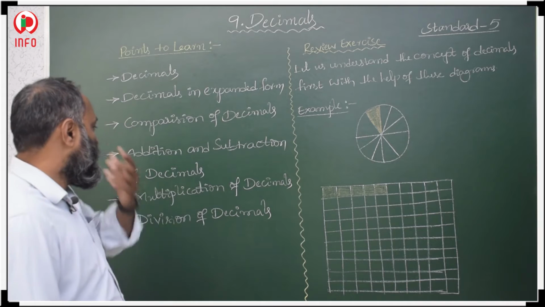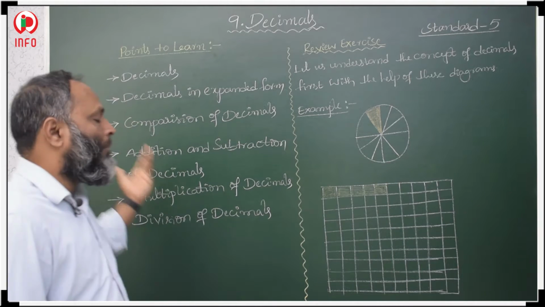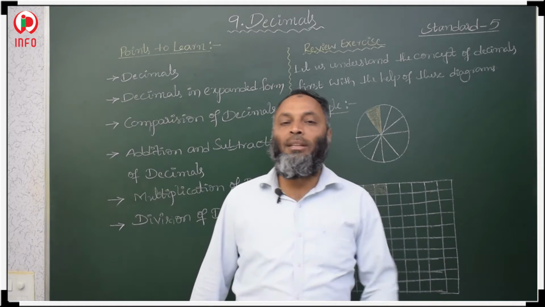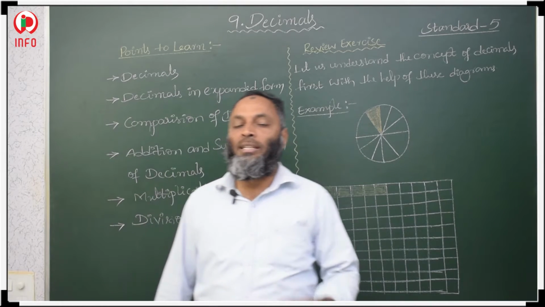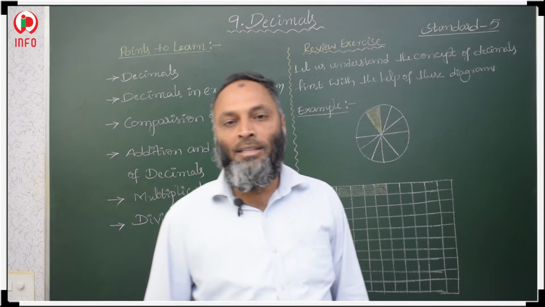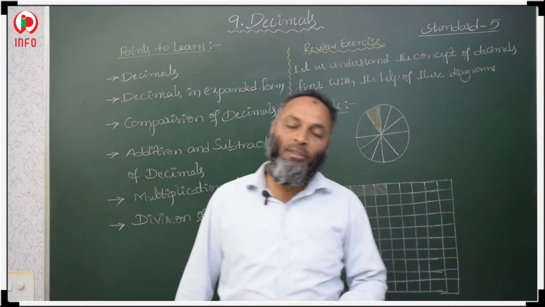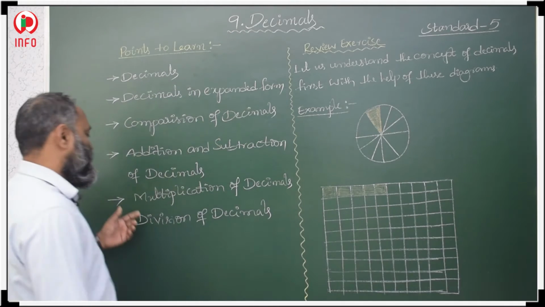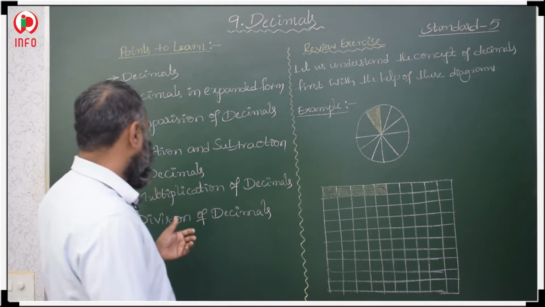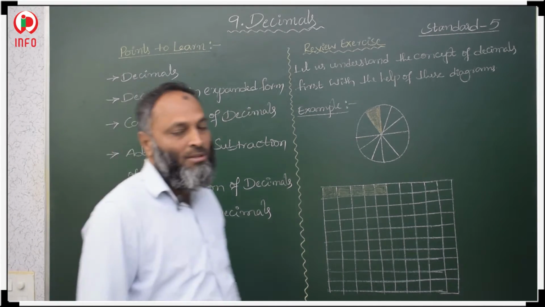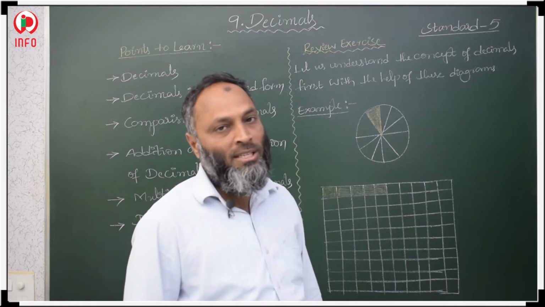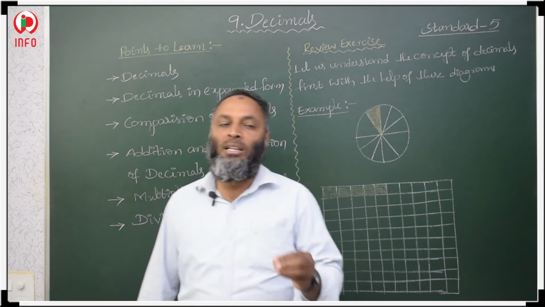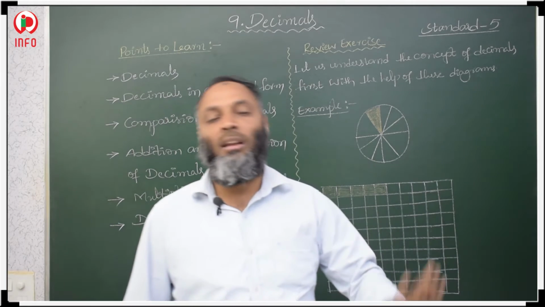Okay. Now after that, the two fundamental operations, that is addition and subtraction. When decimal numbers are given, how to add decimal numbers, about that concept we are going to discuss. Then after that, two more fundamental operations, that is multiplication of decimal numbers and division of decimal numbers. These also we are going to discuss. All these concepts we are going to discuss in detail in this chapter.